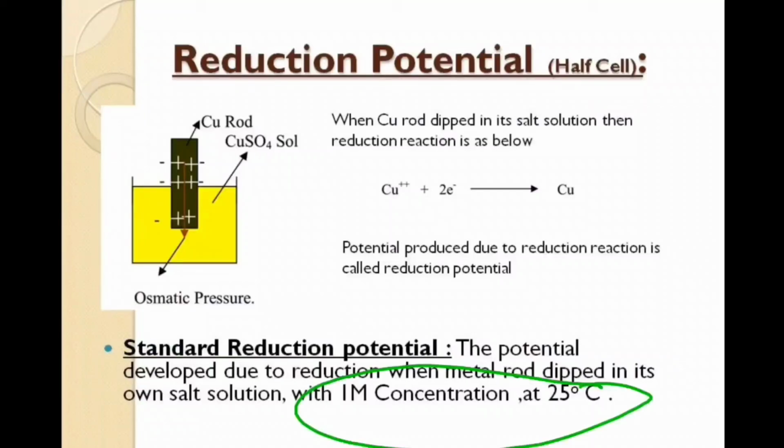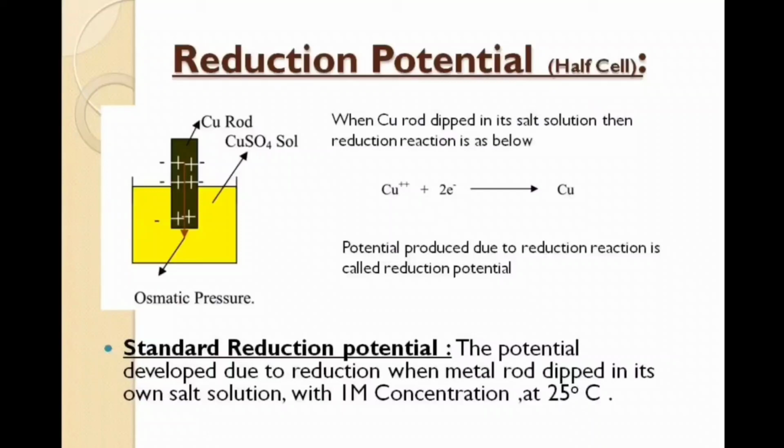Now if the temperature is 25 degrees centigrade and the concentration of salt solution in this situation, that is CuSO4, is 1 molar, then the potential produced is known as standard reduction potential. So this is all about oxidation and reduction potential for a half cell.